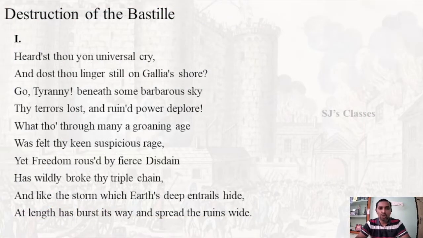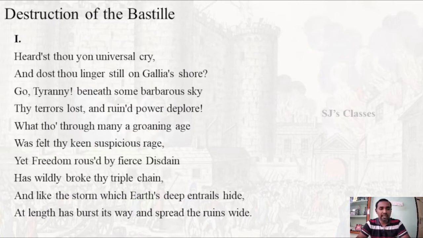Heardest thou yon universal cry? Coleridge begins the poem by stating that we have heard your cry, and this cry is coming from a distance. That's the meaning of the word yon. And this cry is also universal. Universal means something that can be experienced or felt by anyone, anywhere in the world.